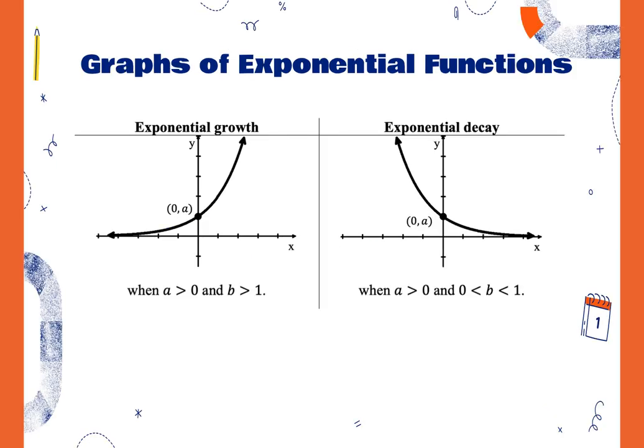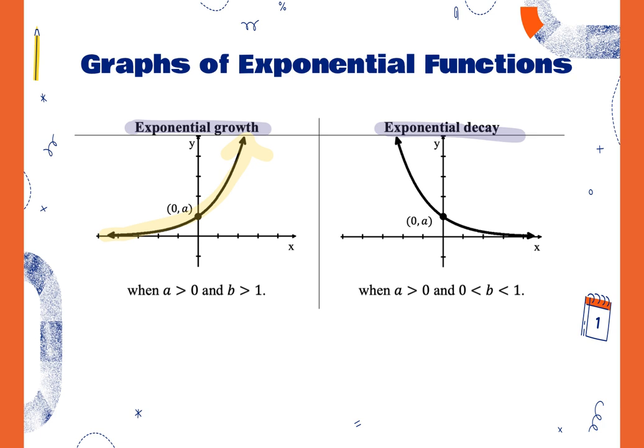So the graphs of your exponential functions have two different classifications, which are exponential growth and exponential decay. They are exactly as they sound. Growth is something that gets bigger as you are going from left to right. Decay is something that gets smaller as you go from left to right. So if your base is a whole number and what's on the front of it is positive, then growth is going to happen. As you move from left to right, your graph is going to increase.